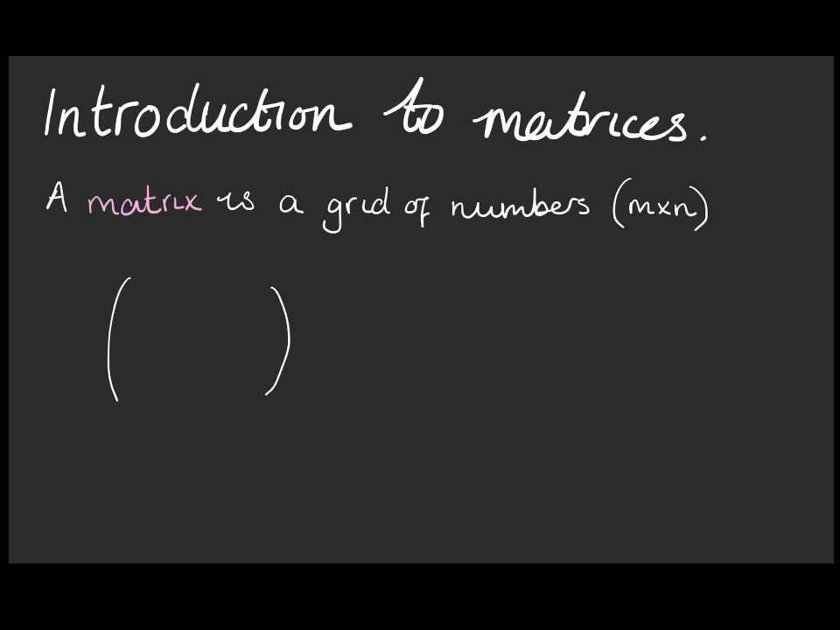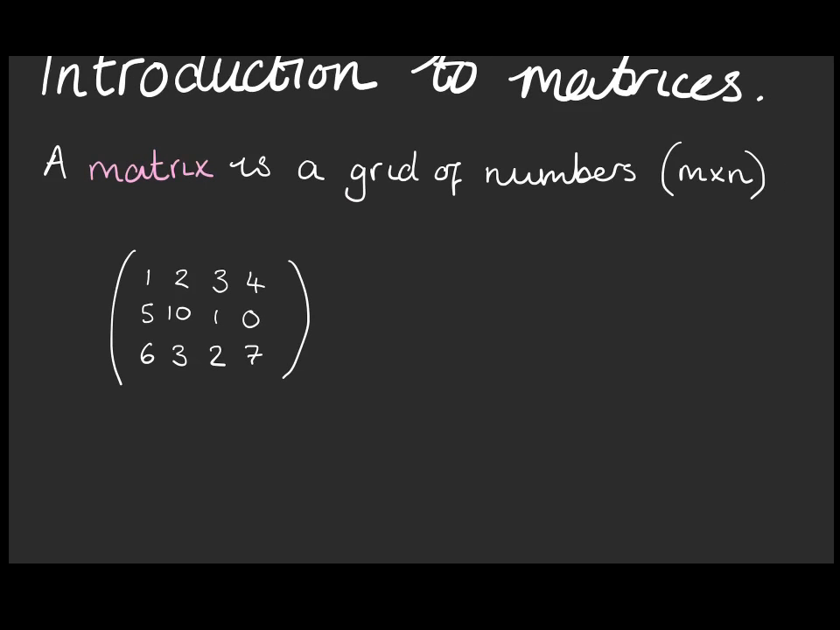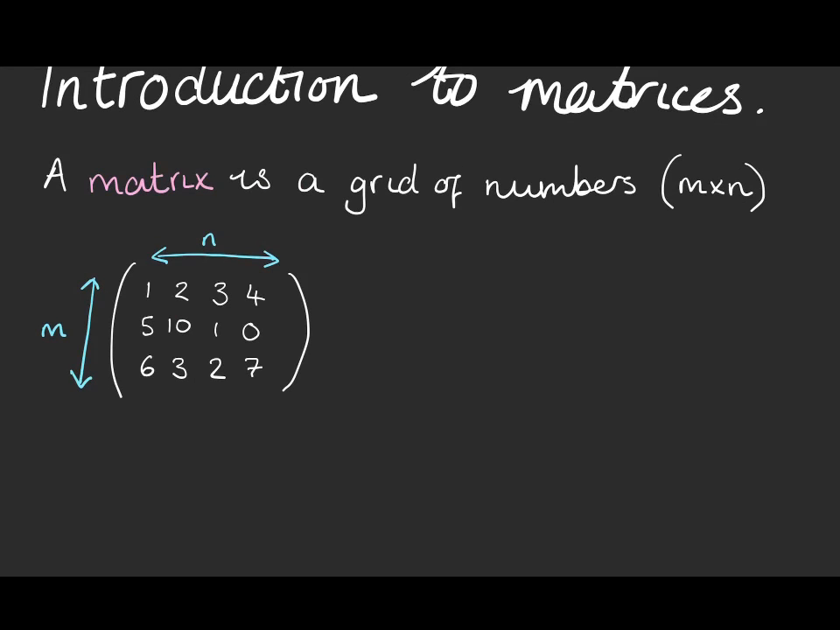Now what does this mean? It means we have some sort of grid, as you can see the one I'm drawing here, and it's filled with numbers in certain spaces. As you can see, there's 4 columns of numbers here and 3 rows, all of different numbers, and we label the rows m and the columns n. So this matrix here we can see is a 3 by 4 matrix.